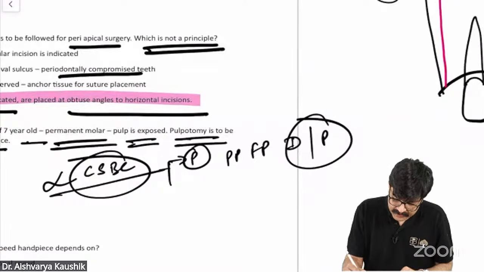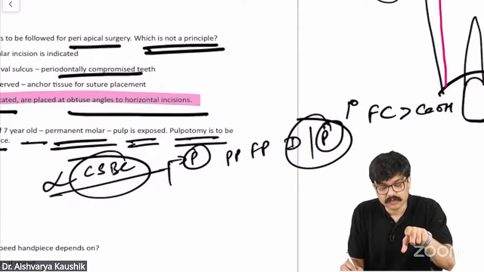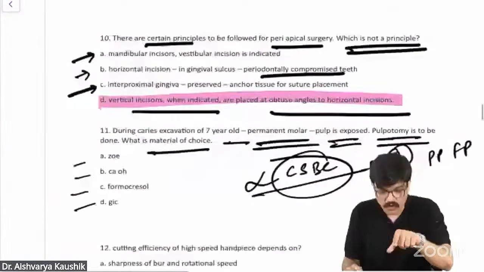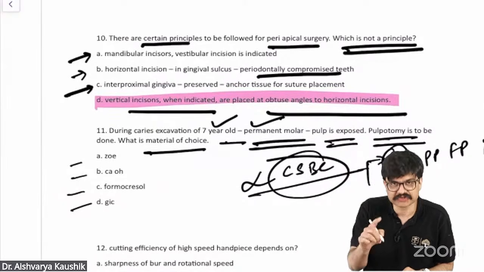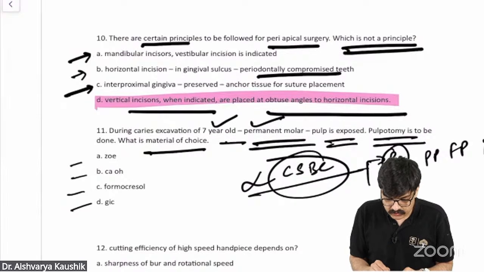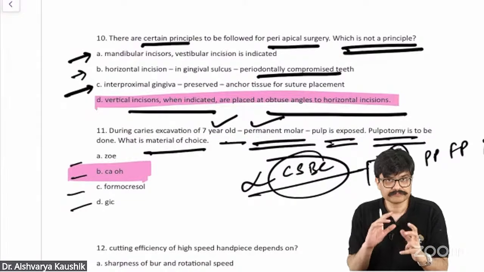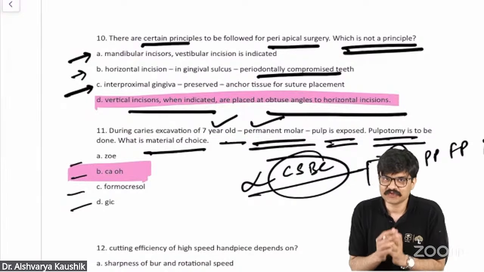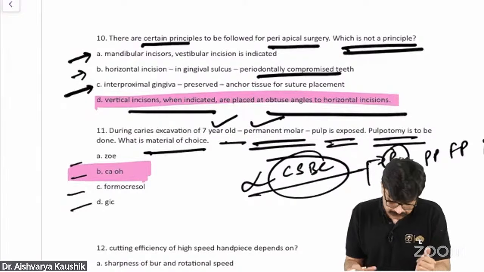Then, guys, for a primary tooth, formocresol is better than calcium hydroxide. But for a permanent tooth, calcium hydroxide is better than formocresol. Therefore, when it's mentioned permanent molar, it's a 7-year-old child, so in all likelihood, it's the first permanent molar, then calcium hydroxide is the answer, guys. Yes? So it's a pretty tricky question in the sense that the options did not help us. We had to apply our heads. We had to have the knowledge. So yeah, that's there. Next question, guys.